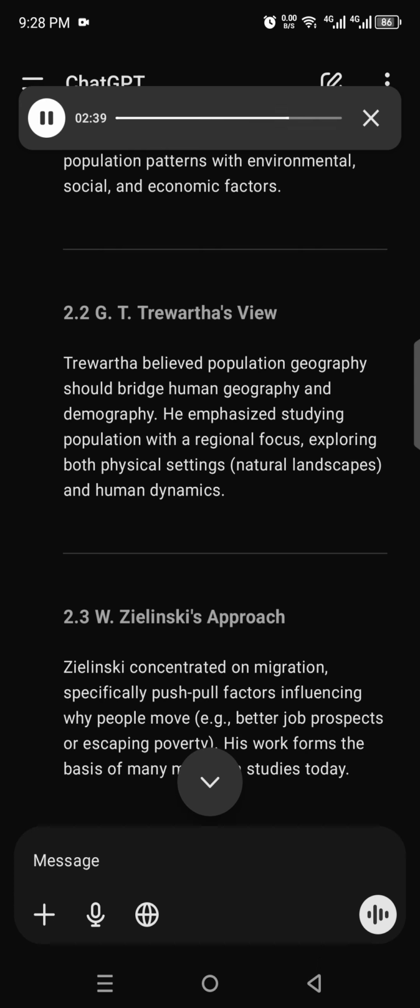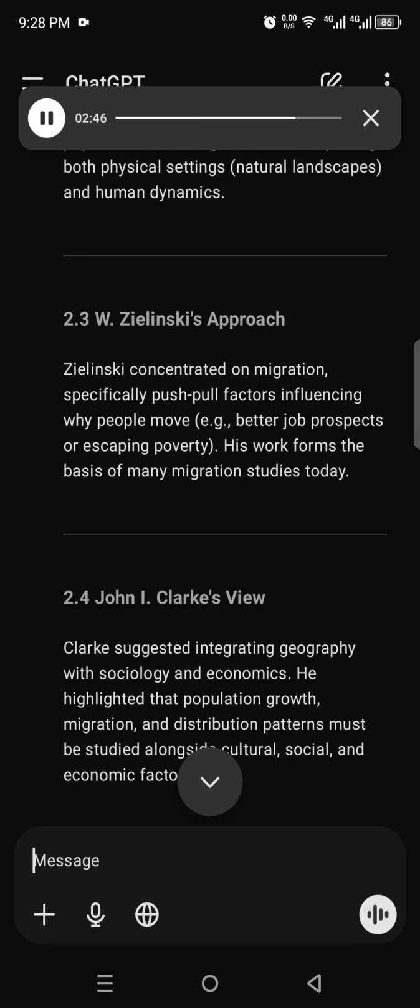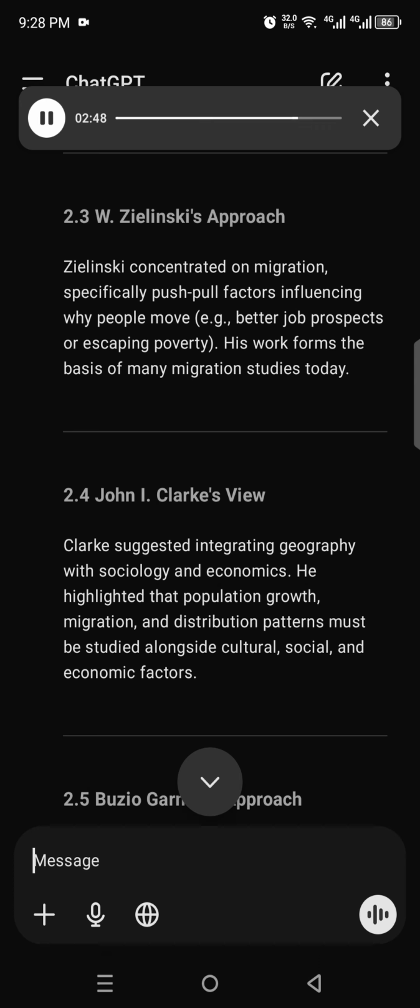2.3 W. Zielinski's approach. Zielinski concentrated on migration, specifically push-pull factors influencing why people move, e.g., better job prospects or escaping poverty. His work forms the basis of many migration studies today.